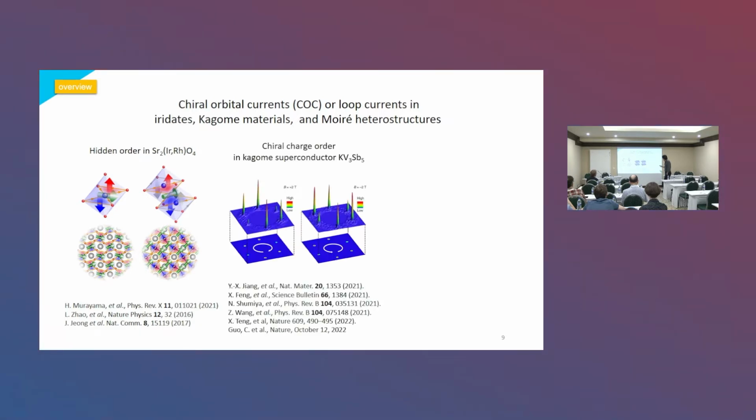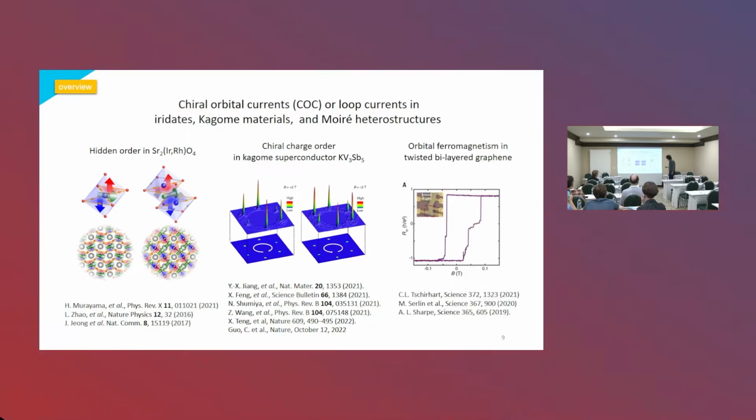And more recently, there is a report of loop currents observed in the Kagome superconductor materials, or Kagome metals, or Kagome magnets. This is just one of the examples, and there are several recent publications indicating the occurrence of loop currents in these materials. But notice here, all these materials are not magnetically ordered, okay?